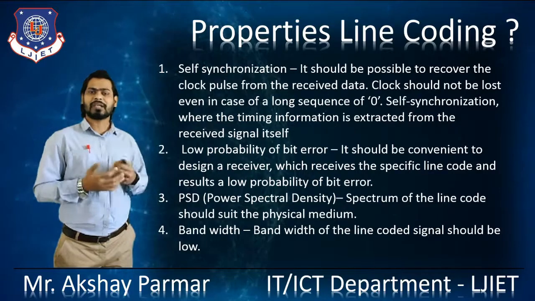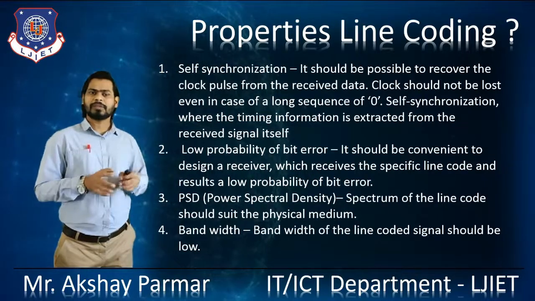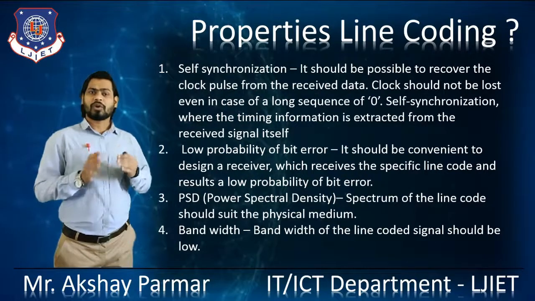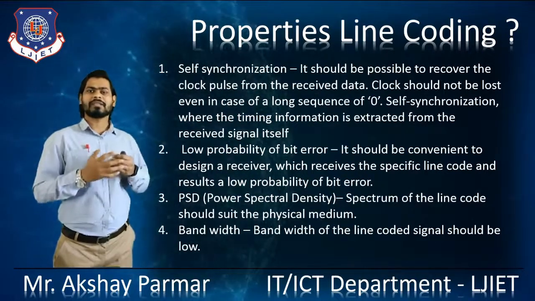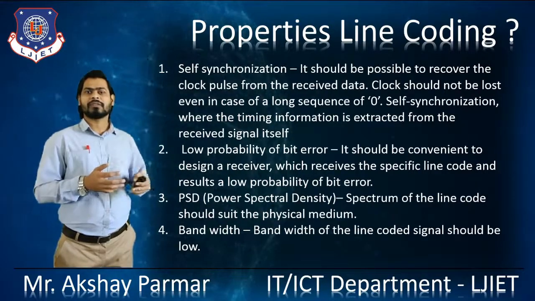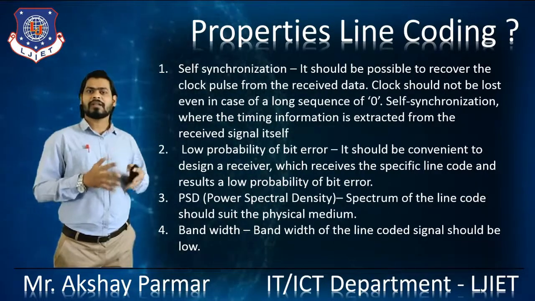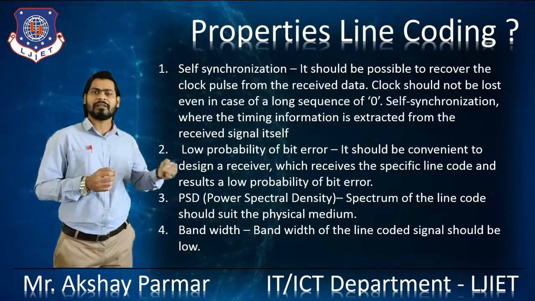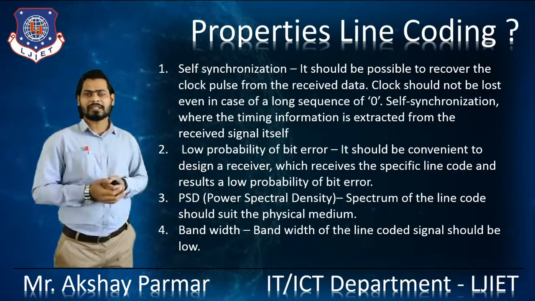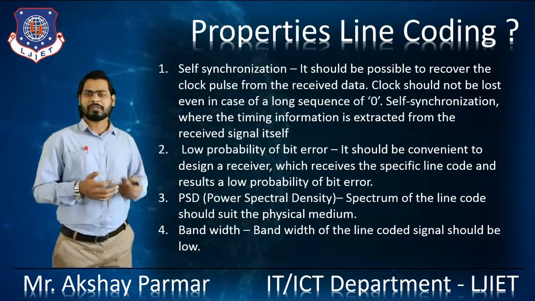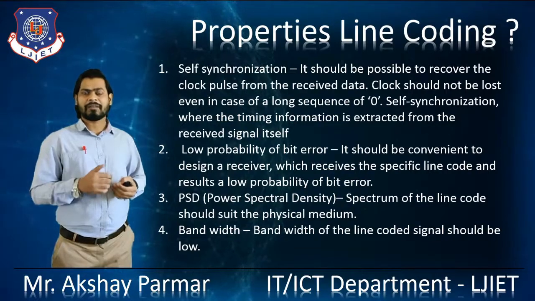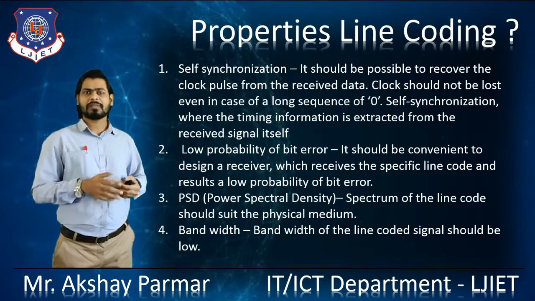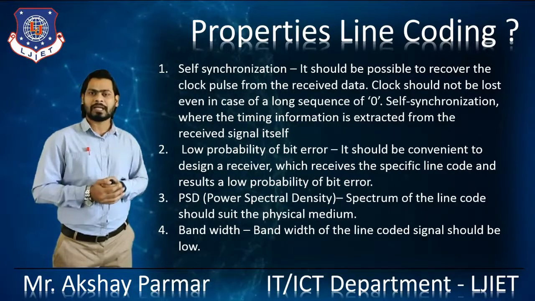So let's see the self synchronization first. It should be possible to recover the clock pulse from the received data, right? The clock should not be lost even in the case of a long sequence of zeros or ones. Self synchronization is where the timing information is extracted from the received signal itself, right? So whenever we are sending a signal and it has a long sequence of zeros and ones, it might seem to be a data loss, right? So self synchronization is the basic fundamental property of the line coding techniques.